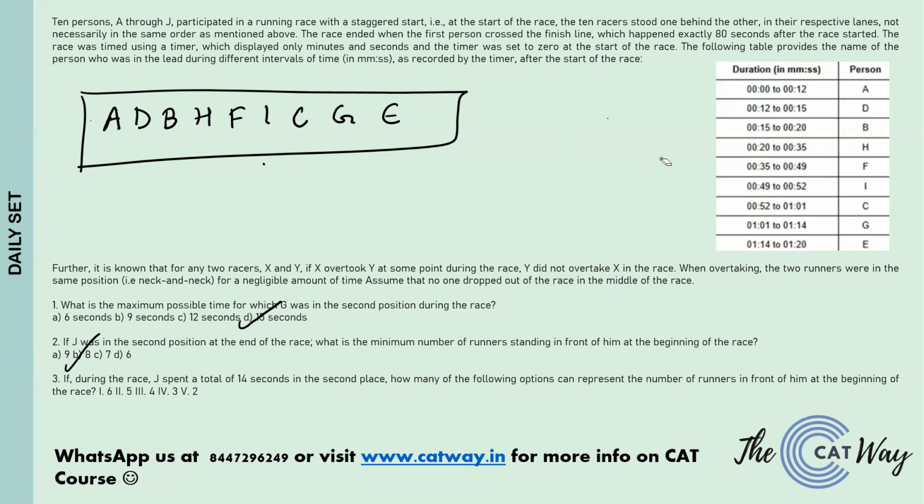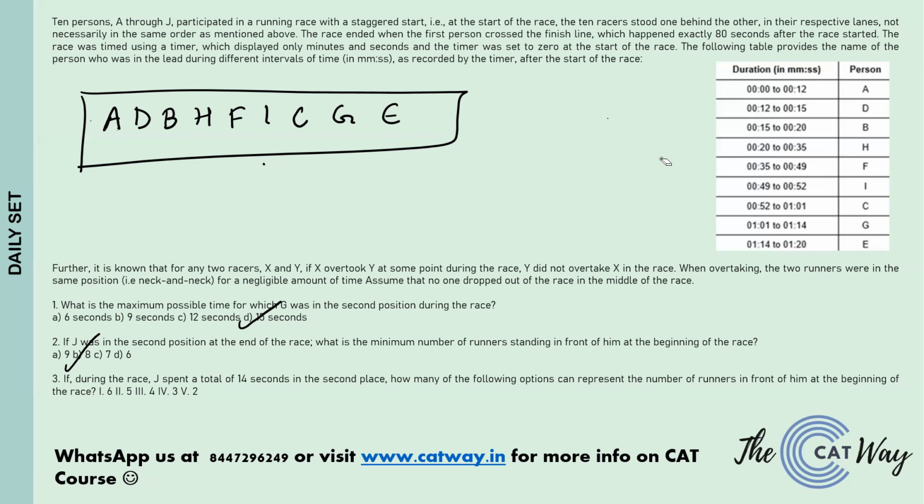However, among all the people in front of J, he cannot overtake anyone until that person has gone to the first place. Now, why is this happening? Because if J overtook a person, let's say X, and later X came to the first position, this implies that X also will overtake J, and this violates the condition that if one person has been overtaken by someone, then that person cannot overtake that person. So that case is not possible for us.